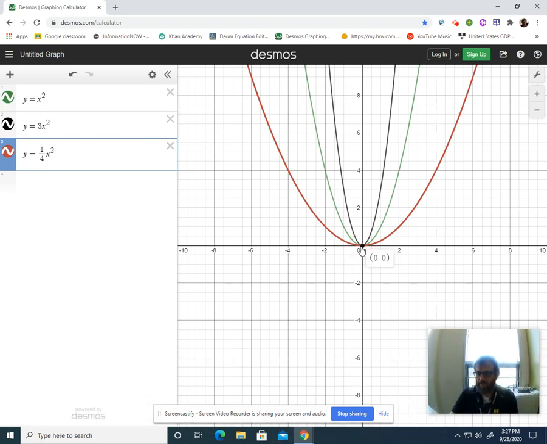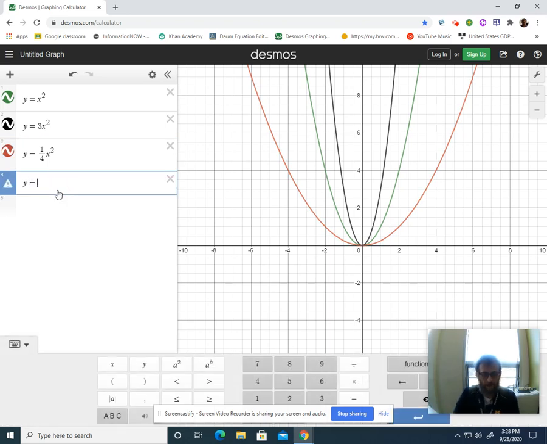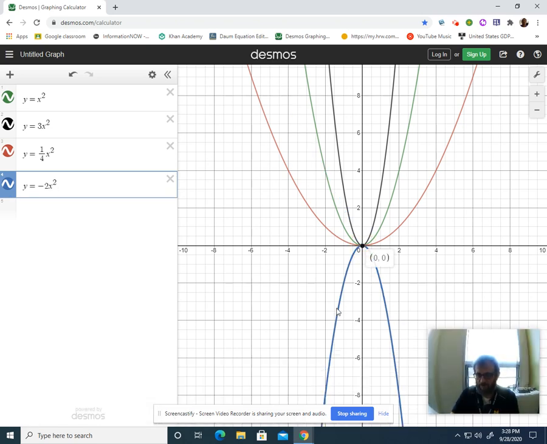Notice the vertex didn't change. They're all 0, 0. You didn't slide it anywhere. You just changed how it grows. It either grows faster or slower. Now, one other thing you can do is multiply by a negative. What that does is it flips it over. Again, notice they all share the same vertex. You haven't moved that vertex at all. You're simply stretching, pushing, flipping, you're turning, you're doing things to it. All right, so that's the idea of the base equation.